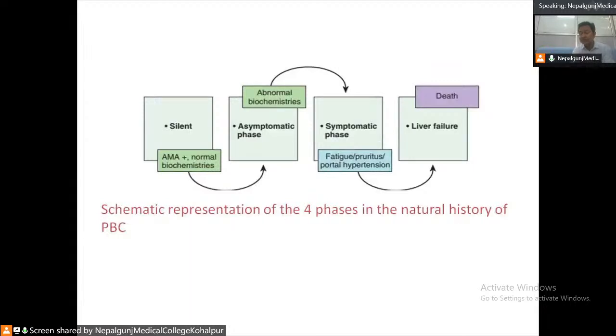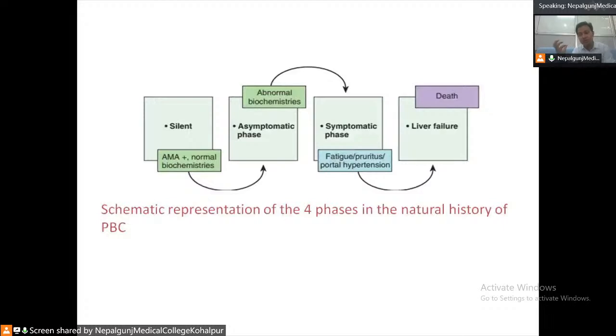They are basically diagnosed when this investigation is done for other purposes, during screening, during surgeries, or sometimes for a job application abroad. When they do this, they find the abnormality, and at that time they are diagnosed. The other stage is symptomatic. Symptomatic means the patient has abnormal liver biochemistries and autoantibodies along with symptoms. So what are the symptoms?